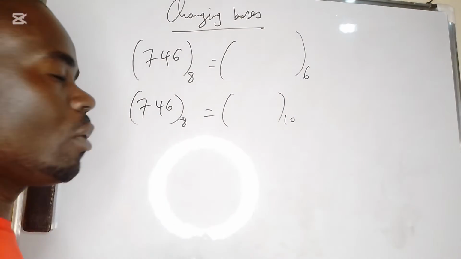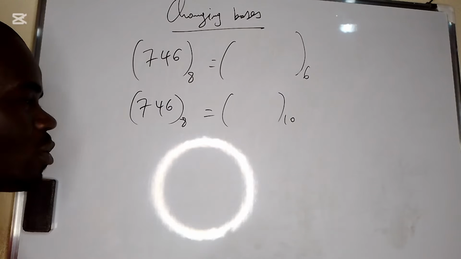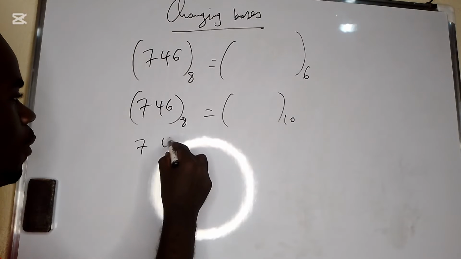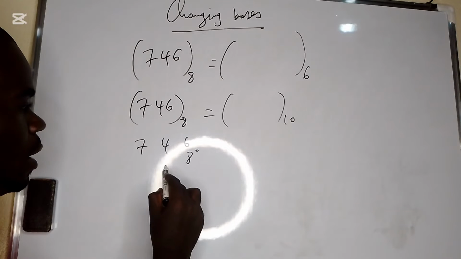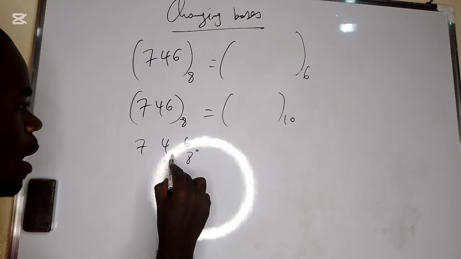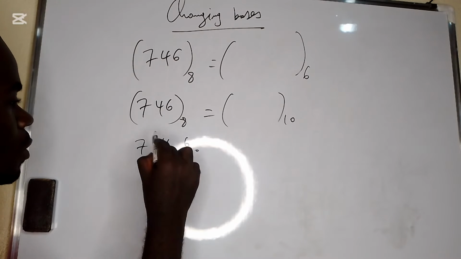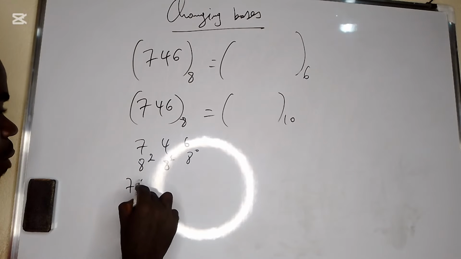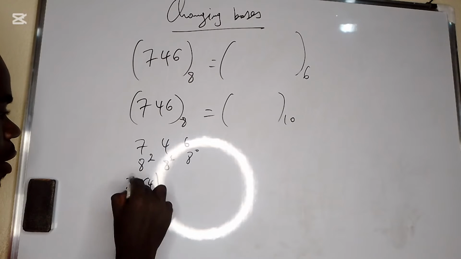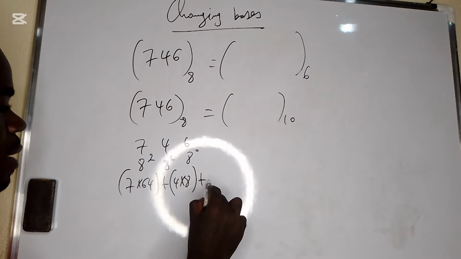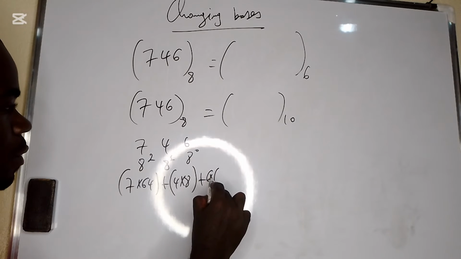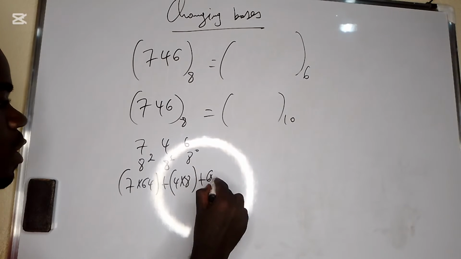So how much is this one equal to? You're going to see. We take 7, 4, and 6. We put 8 power 0 here, starting from the first digit, then 8 power 1 and 8 power 2. Now, this is 7 times 8 power 2, which is 64, plus 4 times 8, then plus 6 times 1. 8 power 0 is 1.